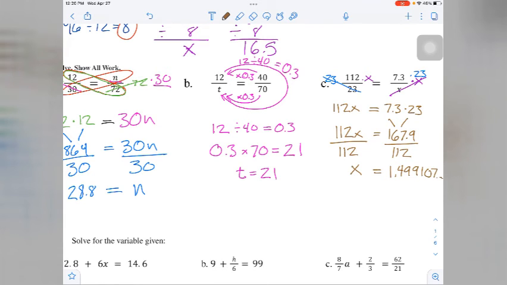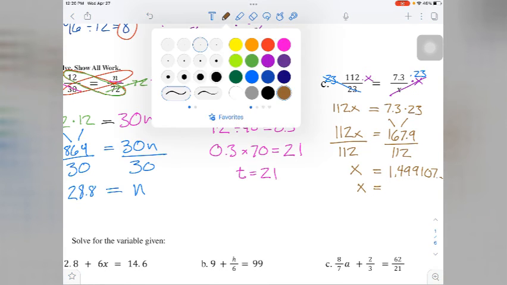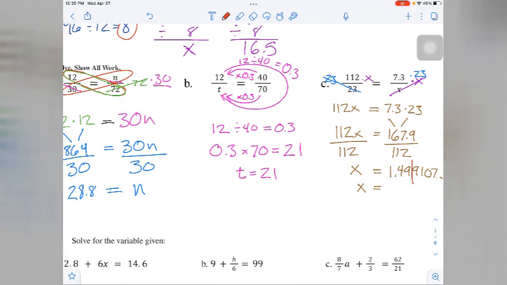1.4999107. It's got a lot of stuff on it, but if you round it to the nearest hundredth, which is what I asked you to, you can see that this is the hundredths place. So I see that it's 0.049, but then I have to round the 9 up. So actually, this 49 rounds up to 50 because there's a 9 right there. So if I rounded this to the nearest hundredth, I should get 1.50.